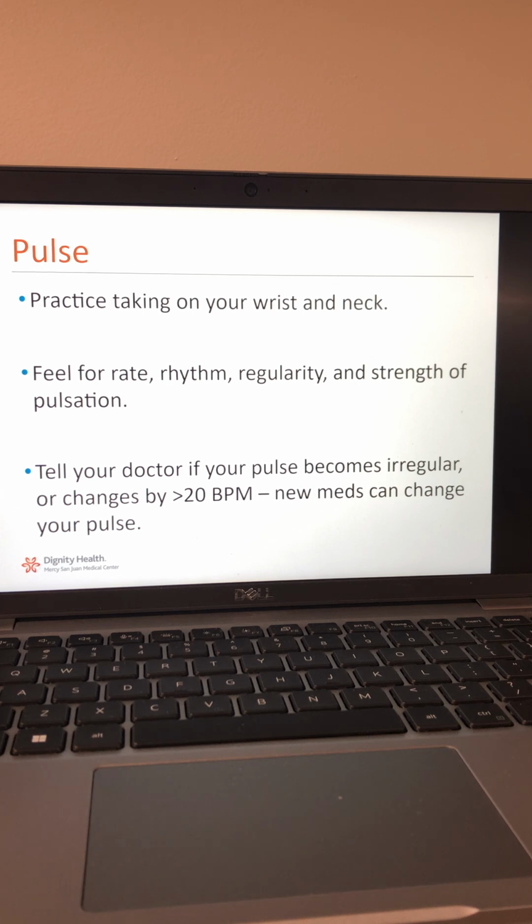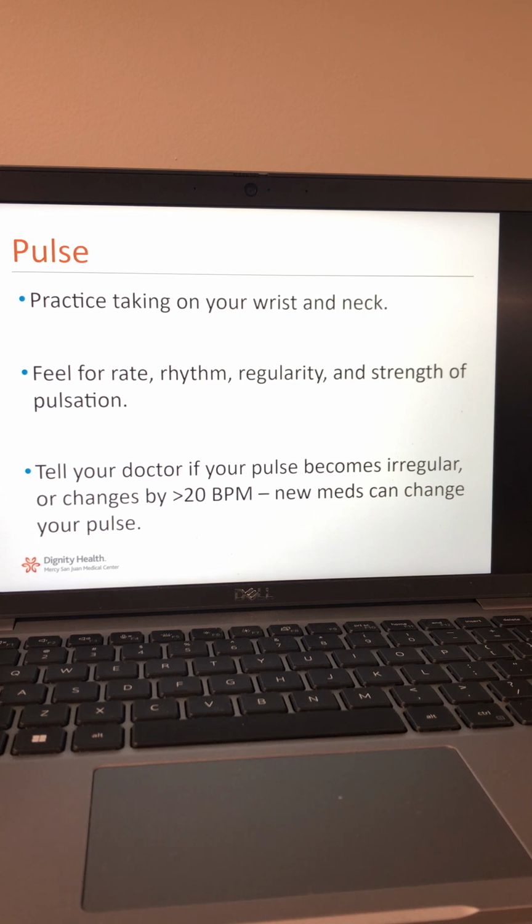You're going to want to feel for the rate, the rhythm, the regularity, and the strength of pulsation. So the rate is simply the number of beats per minute. The rhythm is the tempo. It may be 50 beats a minute, but it's slow and steady. It may be 100 beats a minute, but it's fast and steady. And again, that regularity. Is it an even tempo? I'm beating this. It's moving. That's fine. You don't want no beat.